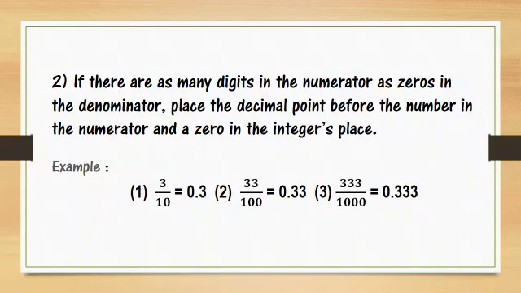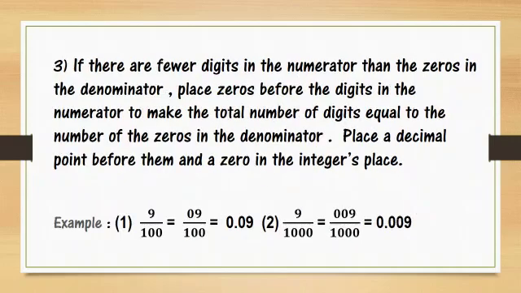Likewise, if you look at the second example, 33 upon 100, we have 2 zeros in the denominator and 33 in the numerator. Now we have to place the decimal point before 33 and 0 in the integers place. So we get the answer as 0.33. Similarly, if we solve the third example, we get the answer as 0.333.